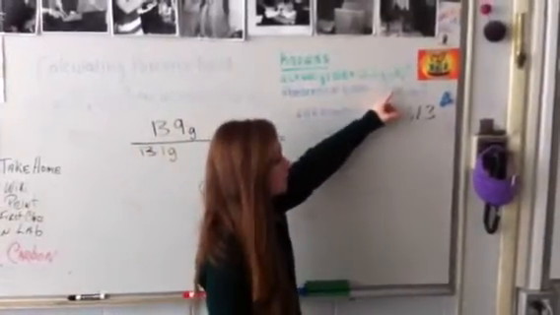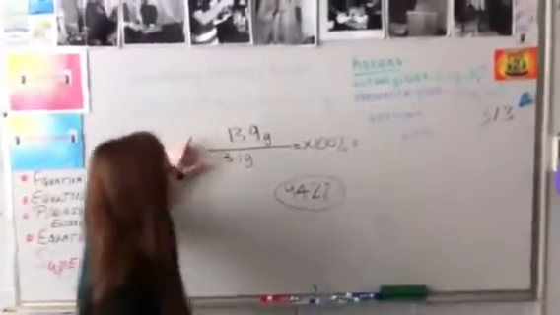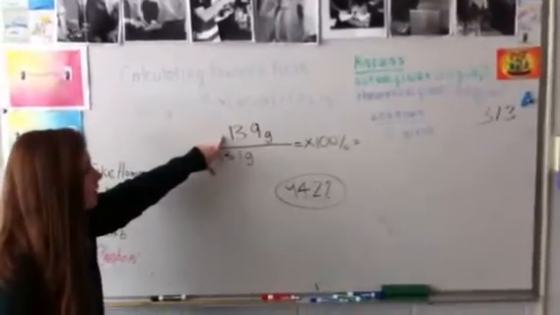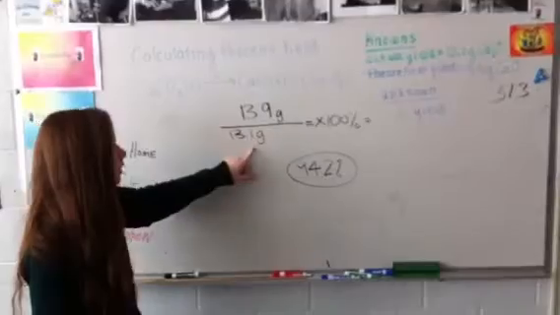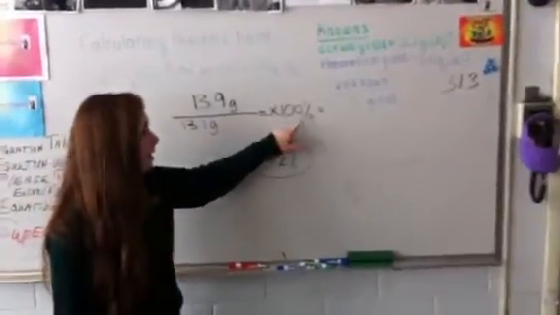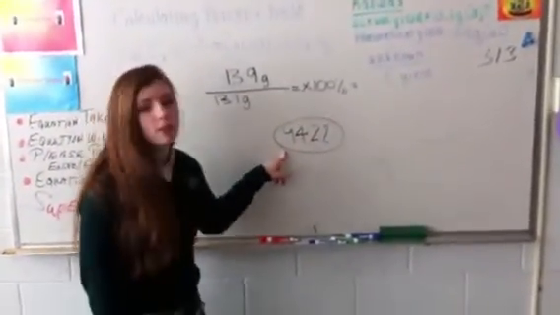Okay, great. 13.1 grams of calcium oxide. So you put the actual yield, which is 13.1 grams, over the theoretical yield, which is 13.9 grams, and then you multiply by 100%, and you get 94.2%.